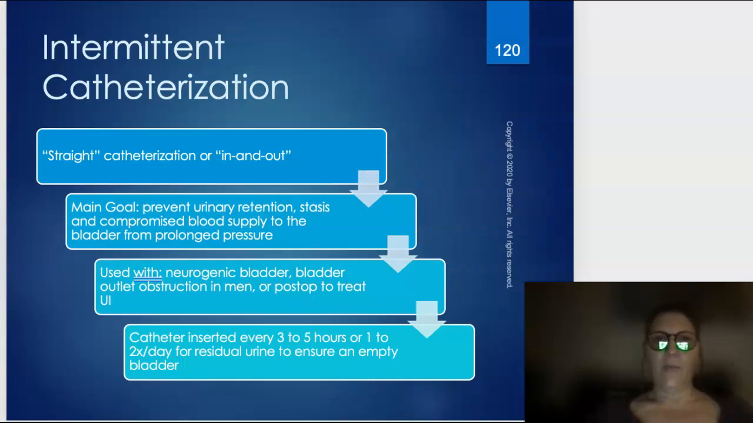So intermittent catheterization. This is like a straight cath or in and out. The main goal is to prevent retention, stasis, and compromise blood supply to the bladder from prolonged pressure. We're going to use this if a patient has a neurogenic bladder, outlet obstruction in men, or post-op. The catheter is inserted every 3 to 5 hours or 1 to 2 times a day for residual urine.